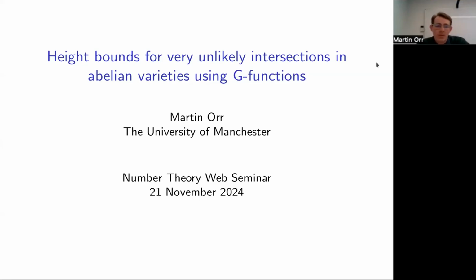So one thing is I'm going to be interested in effective height bounds. And when I say effective in this talk, I mean in the sense that in principle there exists an algorithm that could compute height bounds or could compute a set of points. I'm not actually thinking about an algorithm, whether it will run in any reasonable amount of time or not.